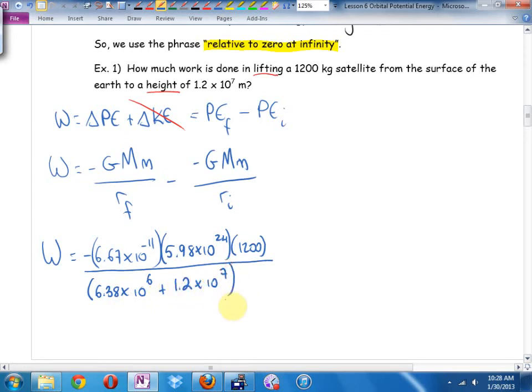Now you'll have to read the questions carefully. Sometimes they'll give you the height above the Earth. Sometimes they will just give you the radius from the center of the Earth, which is less work.